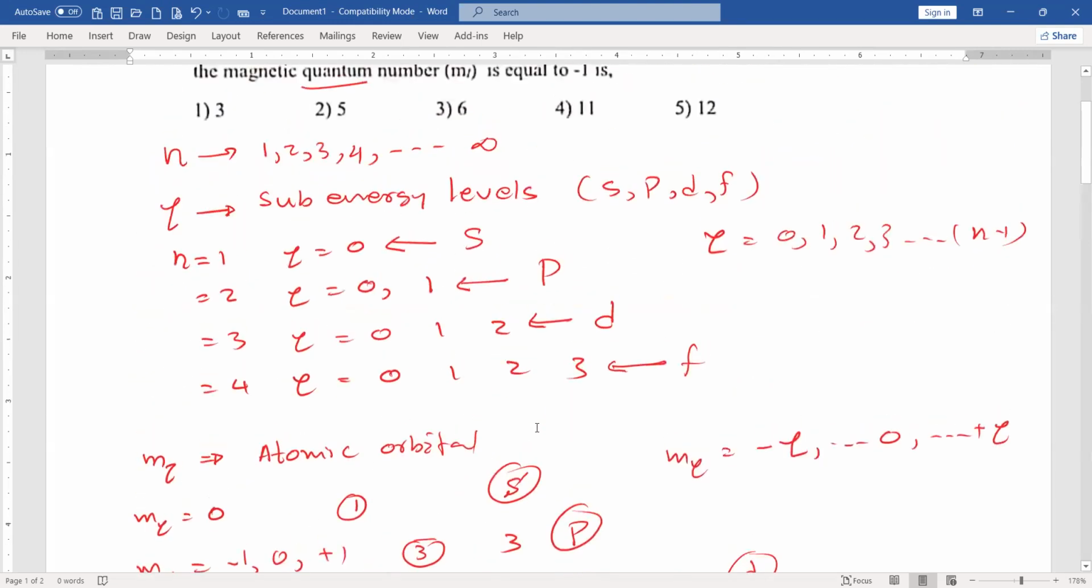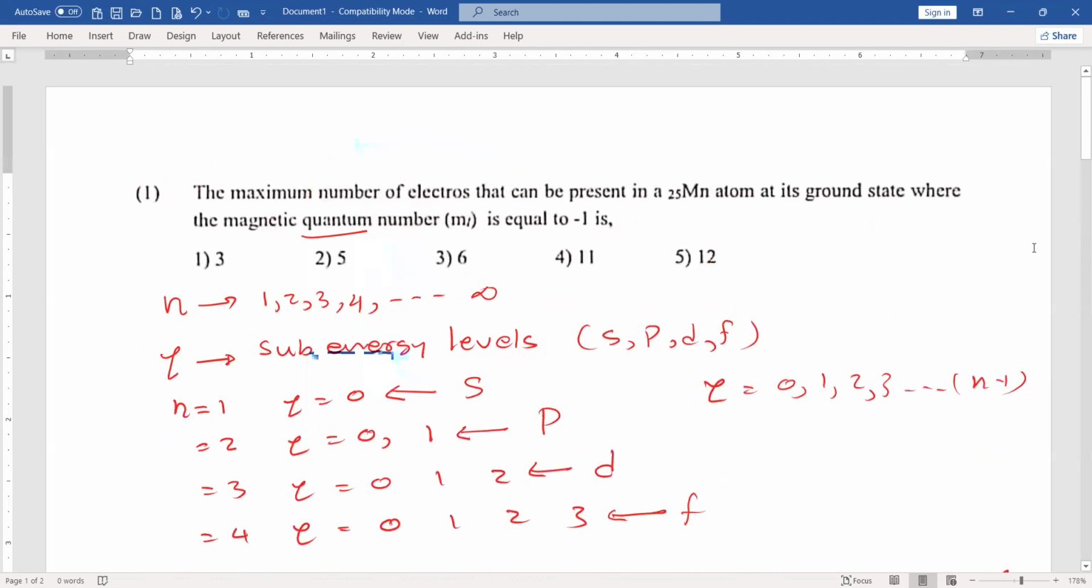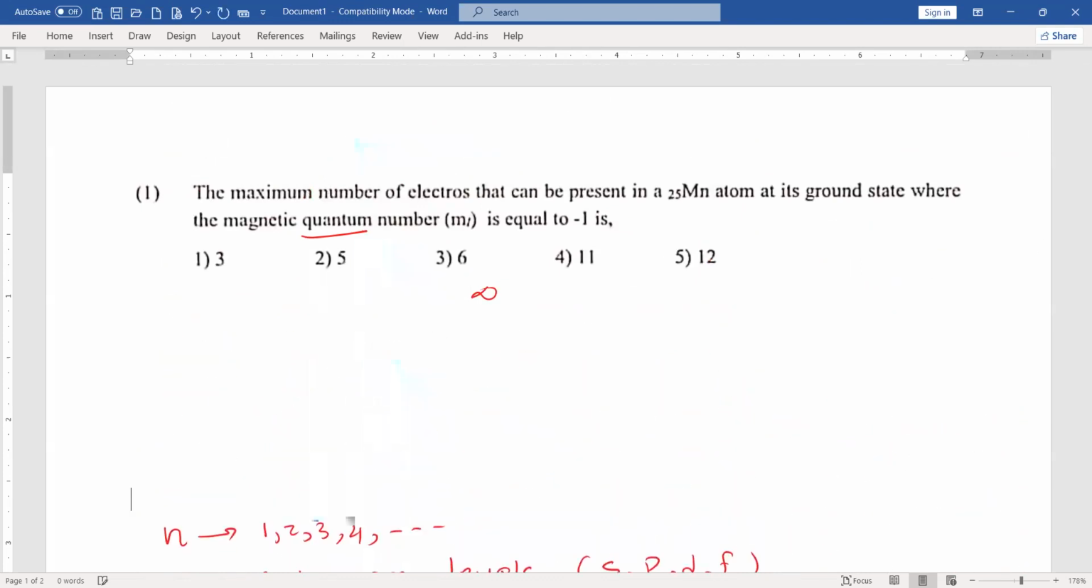Now we can get the answer for this particular question in this way. First we need to write down the electron configuration of manganese. The atomic number is given as 25. So 1s2, 2s2, 2p6, 3s2, 3p6, 3d5, and 4s2. This is the electron configuration of manganese.